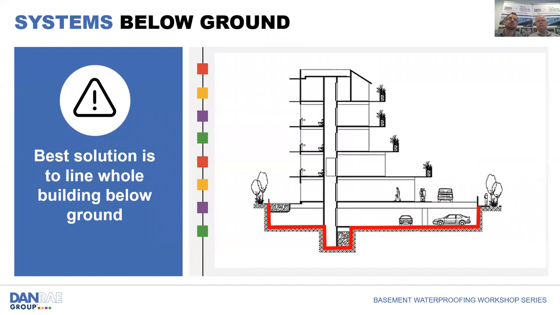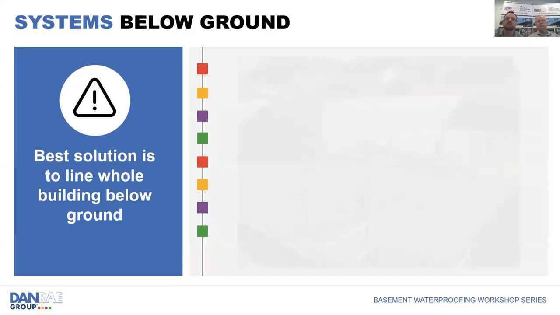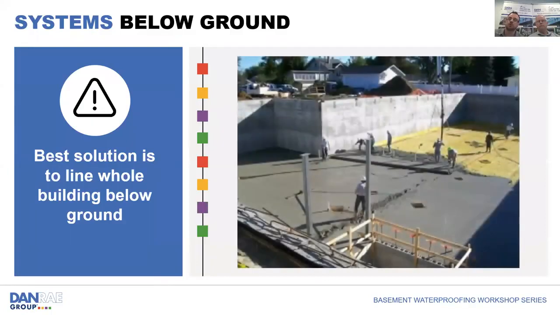An example of the below ground system, with the blinding membrane, you would cover the whole basement envelope underneath the basement in the car park. This is an example of what that actually looks like. You can see the guys applying the membrane to the floor, and it will go up the walls.